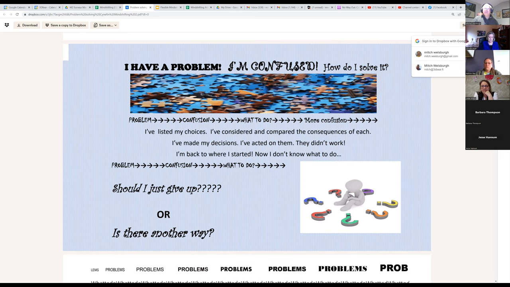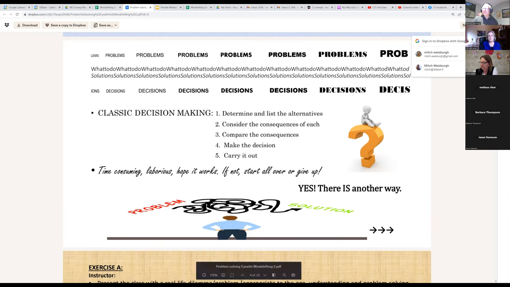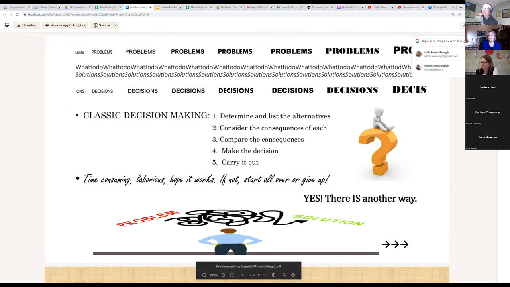So, to the next page, you can see that there are problems and what to do. There are solutions out there, but then we have to make decisions, which creates another problem. Here is a review of classic decision-making: determine the alternatives, consider the consequences, compare the consequences, make the decision, and then carry it out and hope it works. This can be a very time-consuming, laborious process.